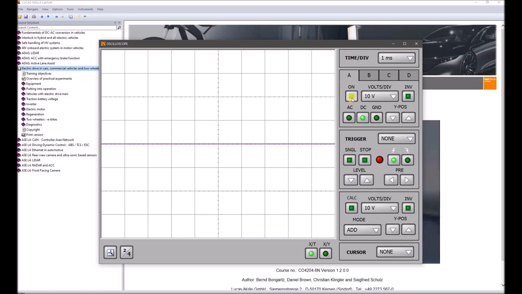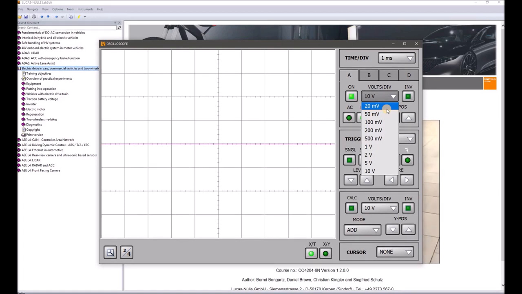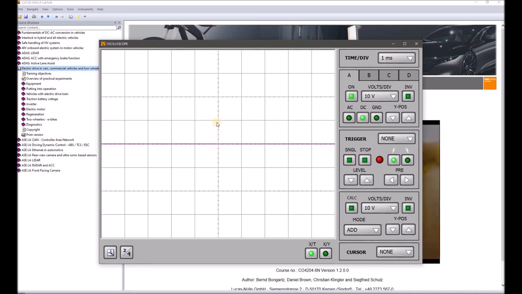On tells us that the channel is on. When we click on it, it's deactivated, so we won't see it here. Volt per division. So this is now the same as what counts for the time. Here now you can switch or choose between different divisions which show different voltages, from 20 millivolt up to 10 volt. When we choose, for example, 10 volt, that means from here to here we have 10 volt. So when a signal now goes up to here, we know that we would have 30 volts at this amplitude over a certain time.